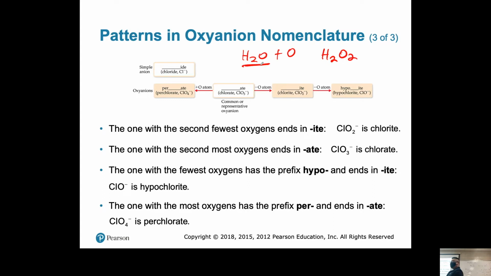So hypo actually means one below, like hypodermic, below your skin. Chlorite has already lost one oxygen, and hypochlorite is losing another oxygen on top of that, so losing 2 oxygens. Remember, it's always perchlorate, chlorate, which is the most common, chlorite, and then hypochlorite. Everything I just said is in words down here if you need to read it again.